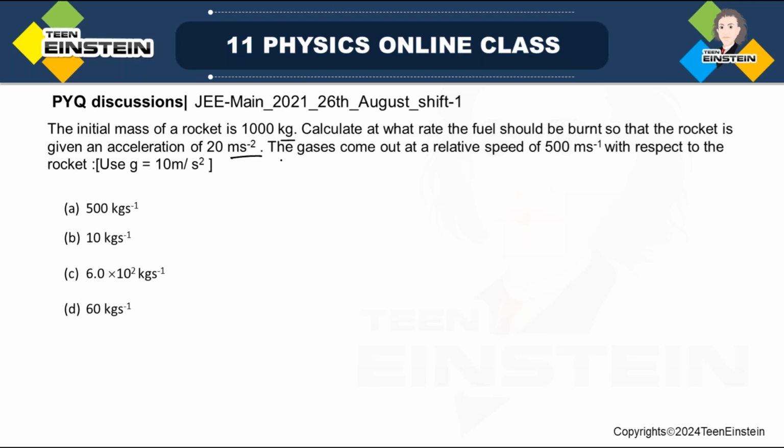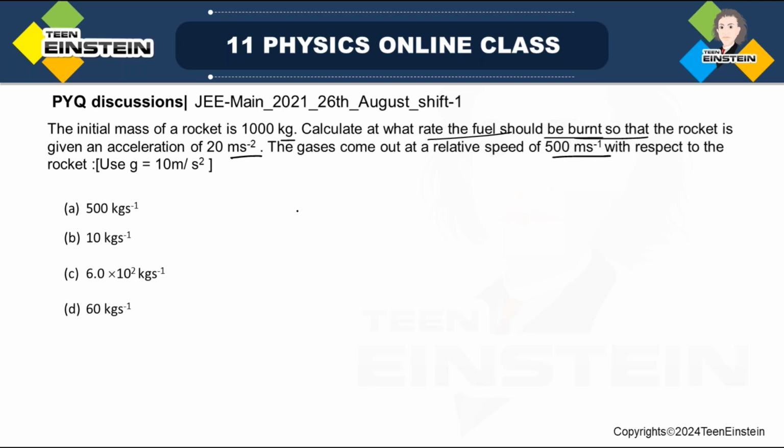That means you have to see the rocket should be given this much acceleration. So the question is, at what rate should the fuel be burnt so that the rocket will be given 20 meter per second square acceleration. The gases come out at a relative speed of 500 meter per second with respect to the rocket.